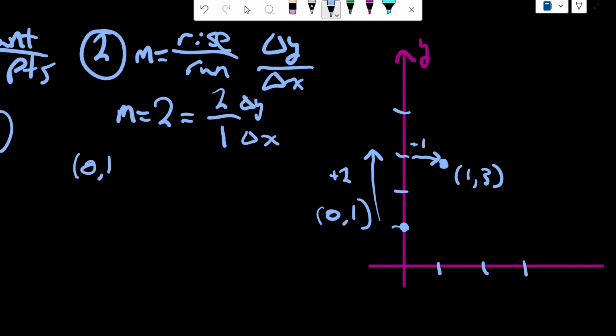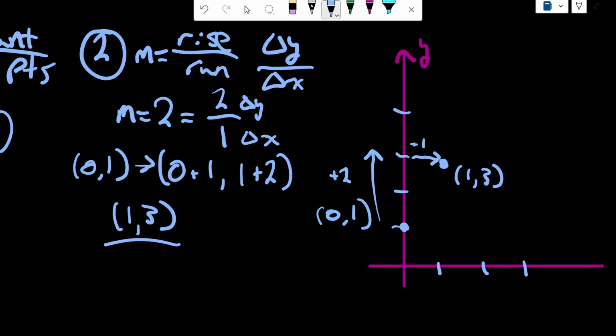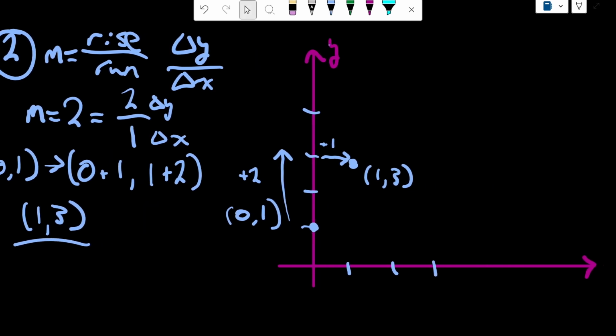If we do this algebraically, we're going to write down our first point, and then we're going to add our change in x to the x value of our point and our change in y to the y value. So in doing that, we get (0 plus 1, 1 plus 2), which also equals the point we got earlier, (1, 3).